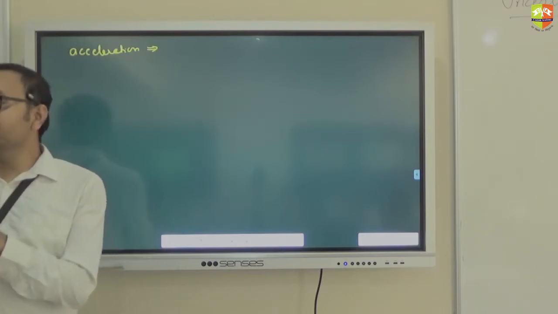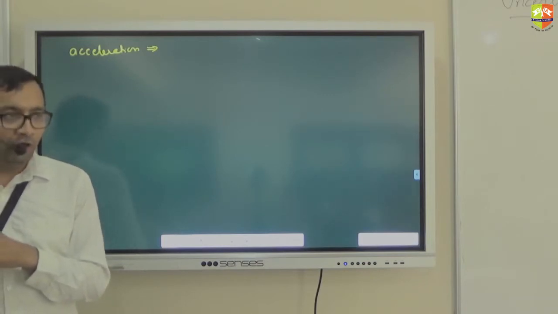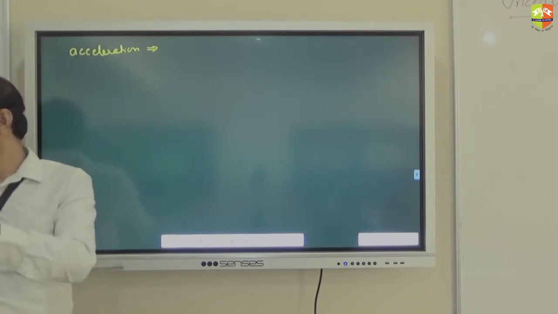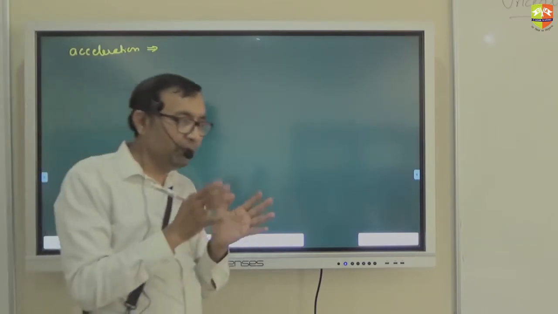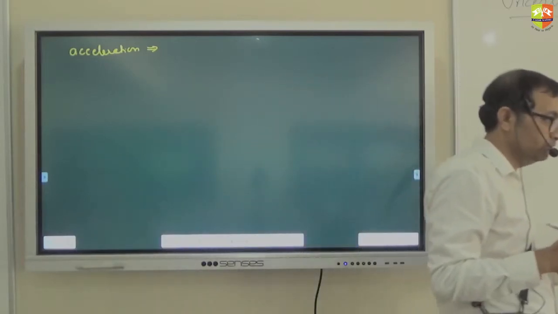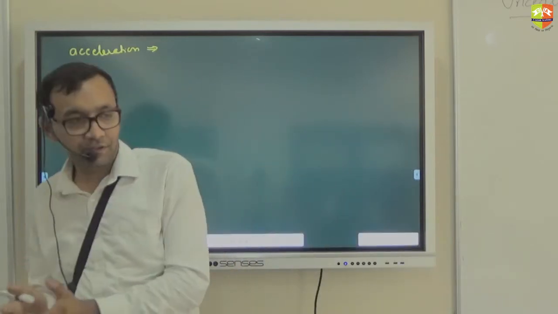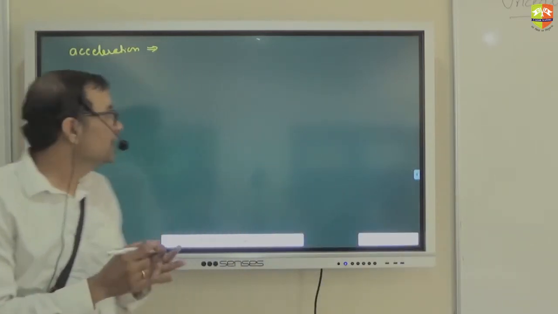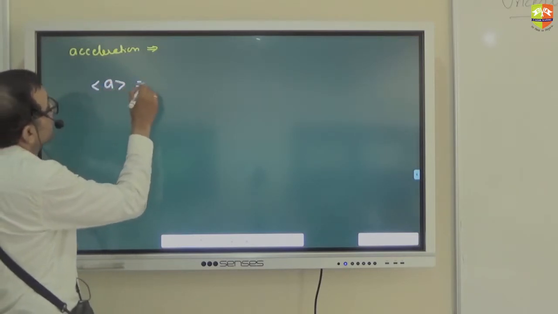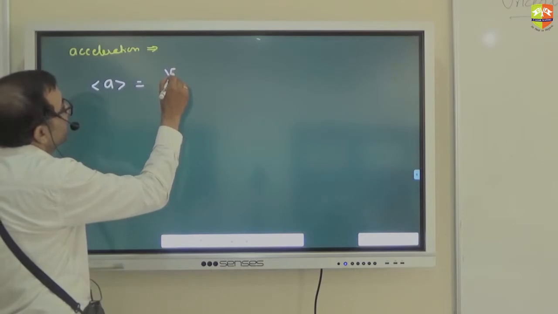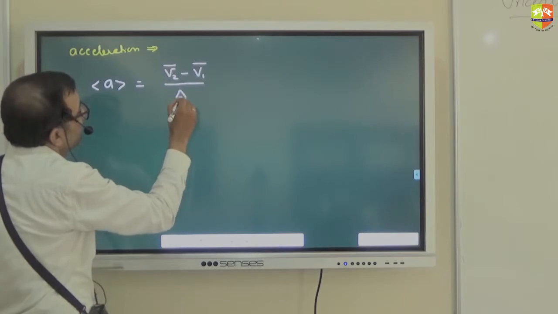And if that change is happening in lesser time, is acceleration more or less? More. So it should be inversely proportional to the time it has taken to change the velocity. That is why acceleration mathematically should be equal to change in velocity divided by the time it has taken to change the velocity. So the average acceleration, write down, is change in velocity, which is V2 minus V1, divided by delta t.